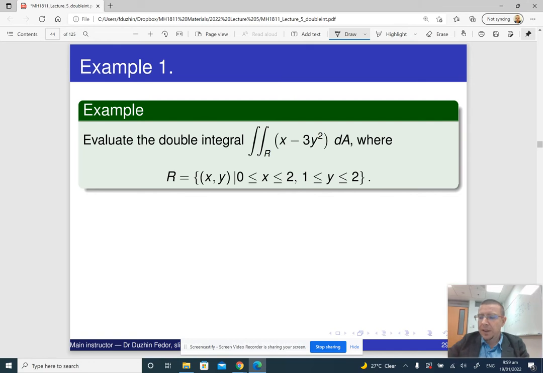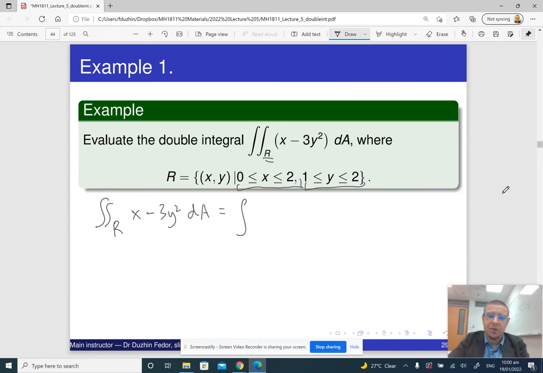So evaluate this double integral over the rectangle R, and R is this rectangle. So here x is from 0 to 2, and y is between 1 and 2, right? So what does it mean? According to Fubini's theorem, it means that the double integral over R of our function x minus 3y squared dA is actually equal to the following.